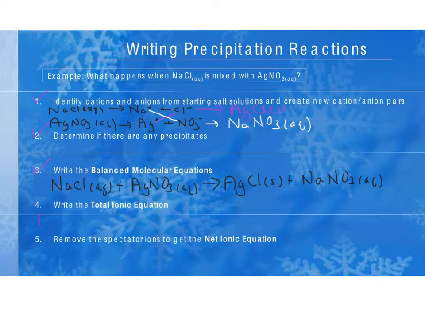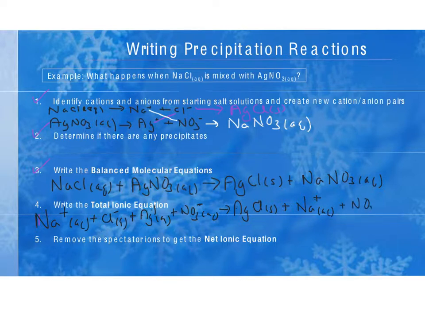So we have sodium, which is a +1 charge, aqueous, plus Cl, which is a -1 charge, aqueous, plus the silver, +1, and the nitrate, -1, going to form our solid, so this doesn't change, AgCl, which is our solid, plus Na, again +1 charge, aqueous, and NO3-, aqueous.